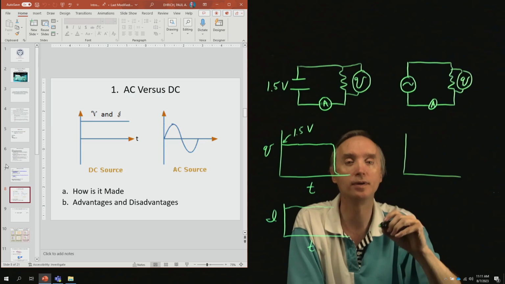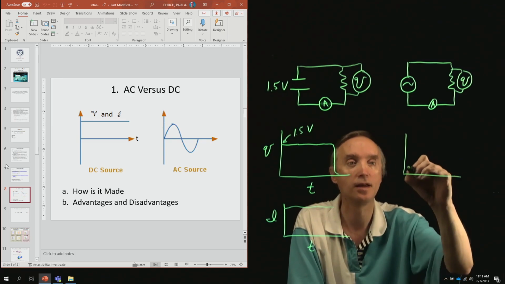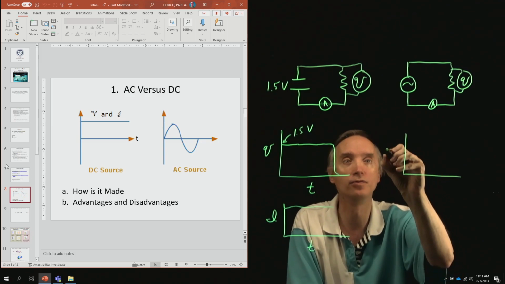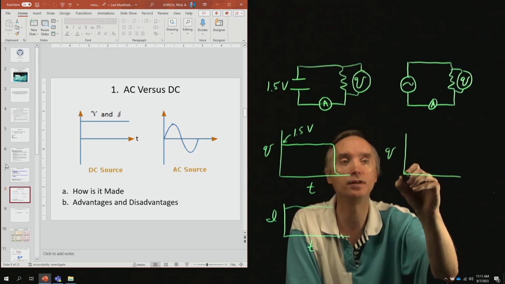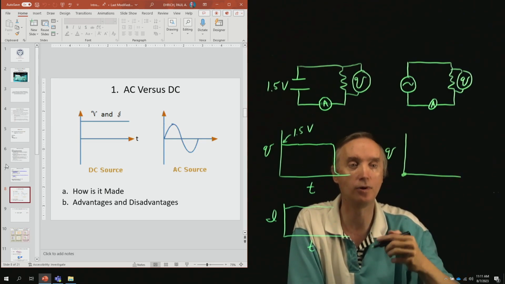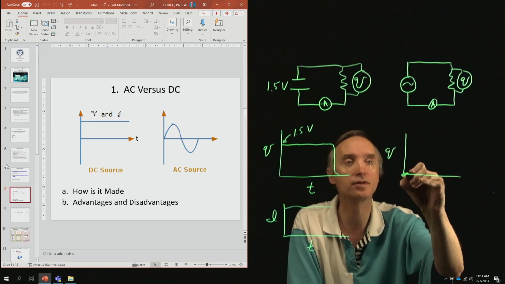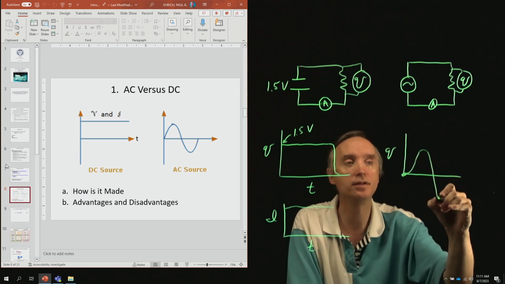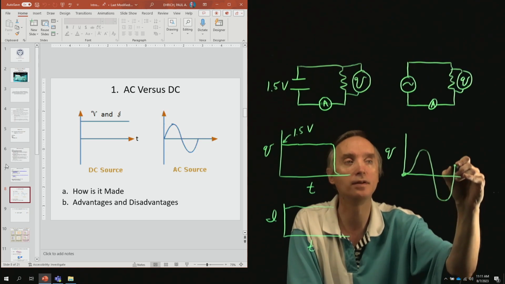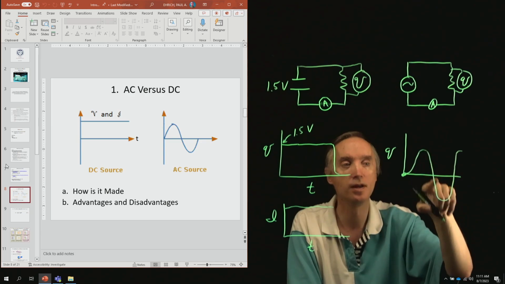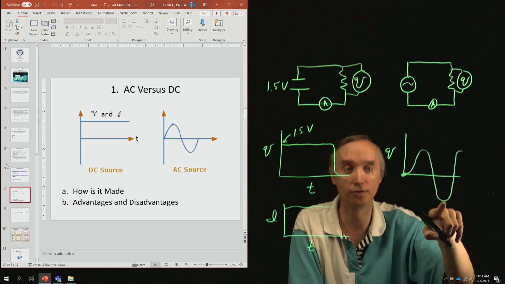So this time it's going to alternate. And in this particular example, the voltage is going to be 0 the second you turn on your stopwatch, but then the voltage is going to rise up to some maximum, and then it's going to decrease to some minimum, and then it's going to increase. So notice it has both positive voltages and it has negative voltages.